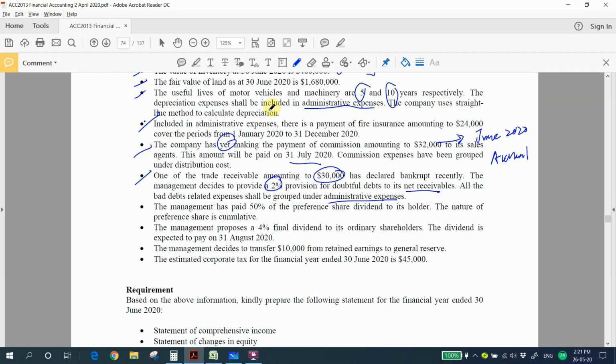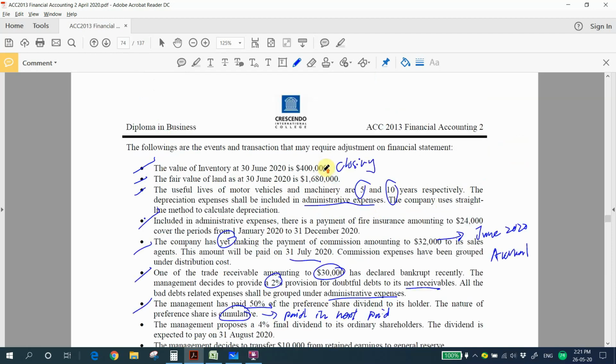Next, the management has paid 50% of the preference share dividend to its holder. The nature of the preference share is cumulative. Cumulative means that we have to pay in next year if unpaid. The nature of cumulative preference share is we have to pay in next year if we unpaid during the year. So let's have a look on our trial balance.